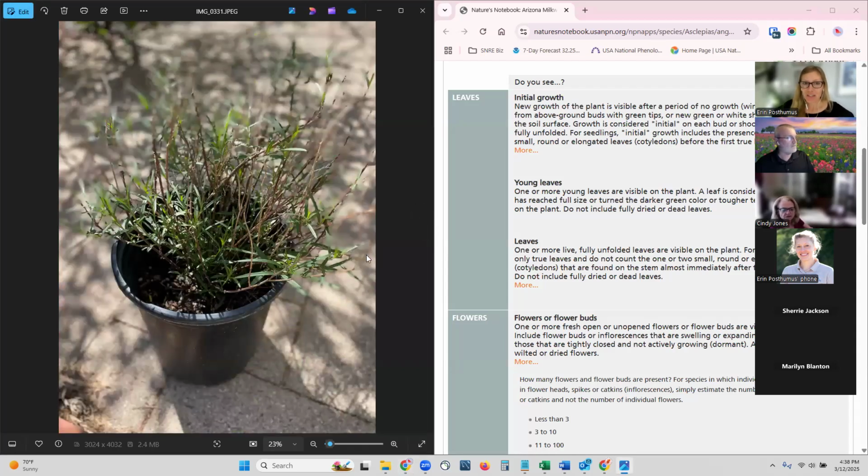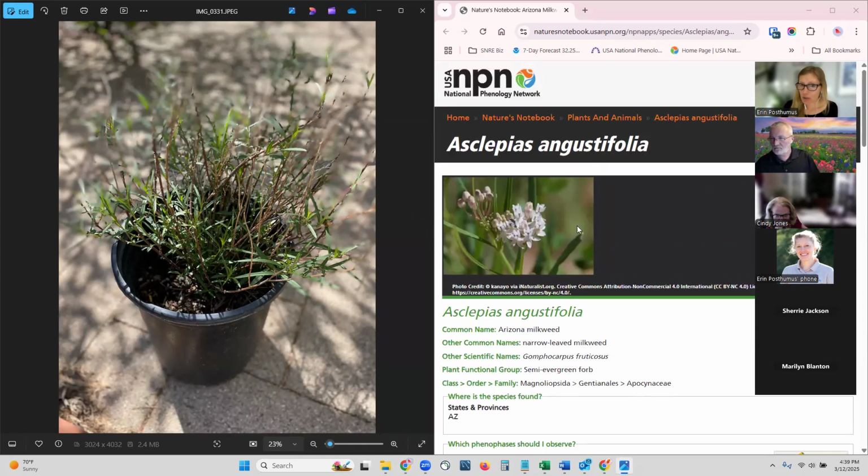Okay. So we're going to start out with our Arizona milkweed here. And so as I mentioned, this is a milkweed that's in a pot. That's fine. You can definitely do that in Nature's Notebook. I've indicated on my plant registration that it's in a pot, and that it has a planting date and all that, so that's helpful.